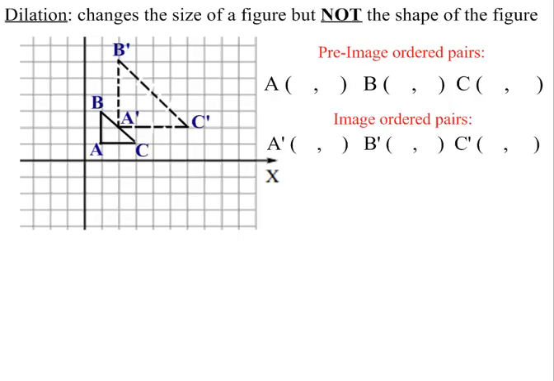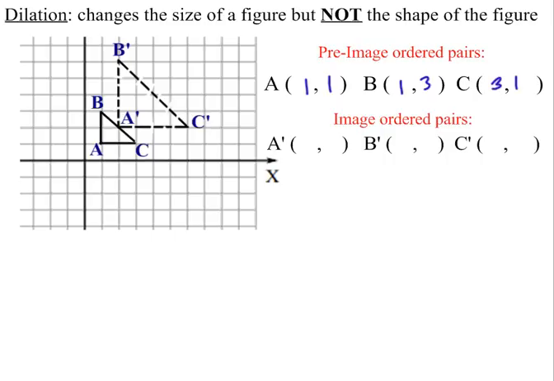So here we have two triangles. We have a pre-image ABC and the image A prime, B prime, and C prime. And one of the ways that we can help us to figure out what's going on is by writing the ordered pairs. We can see it a lot clearer. So let's find the ordered pair for A, which is located right here at 1, 1. B is located at 1, 3. And C is located at 3, 1.